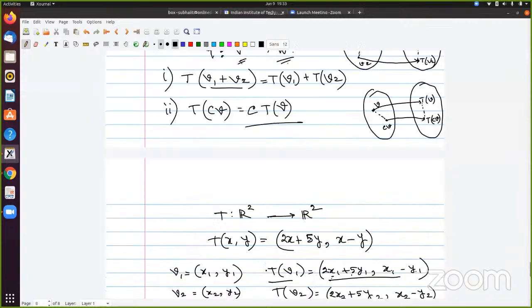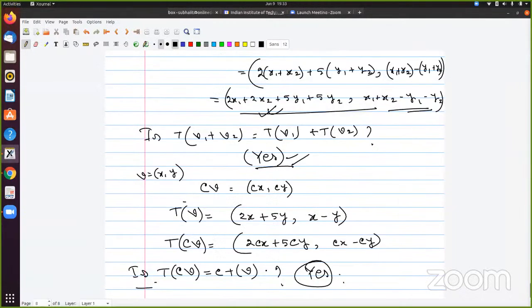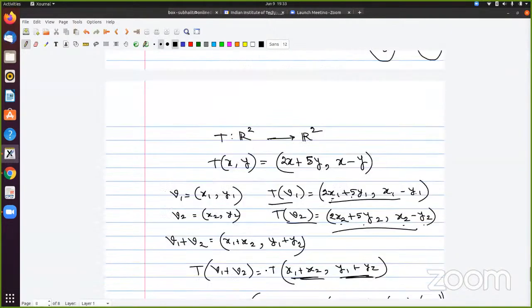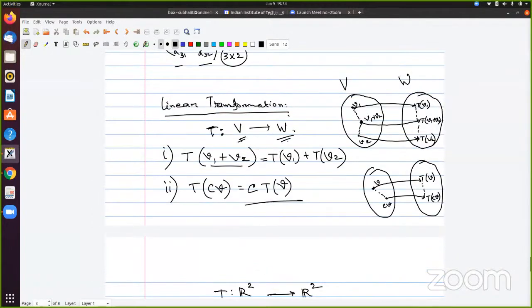Now my question is: where does 0 go for a linear transformation? In V there is a 0, and in both spaces there is a 0. It goes to the origin, the zero vector, in the other space. 0 goes to 0. How can we show that?